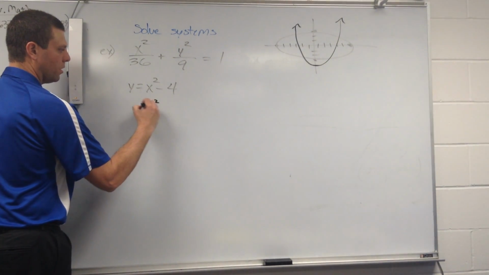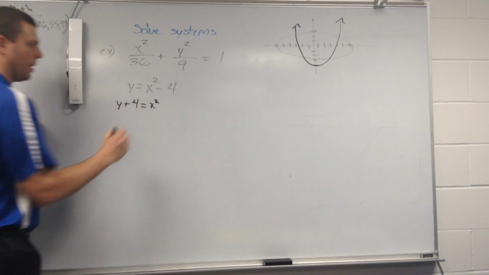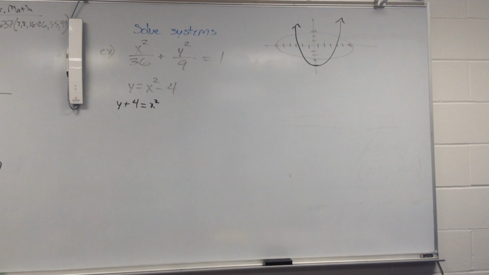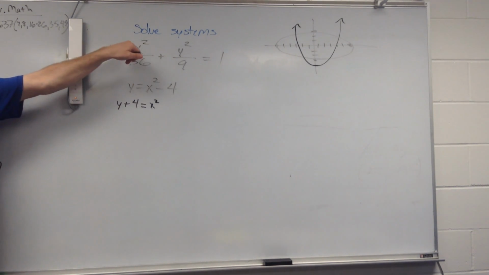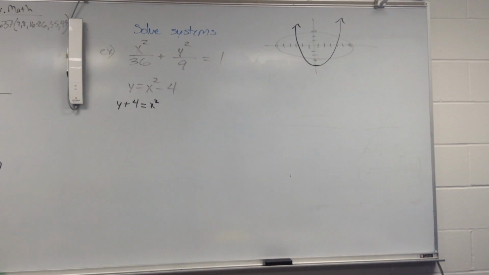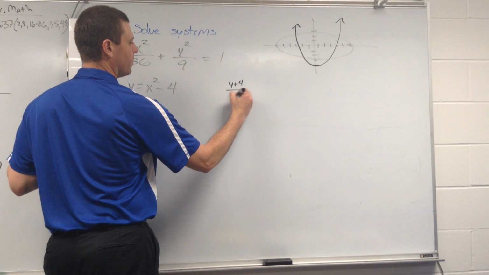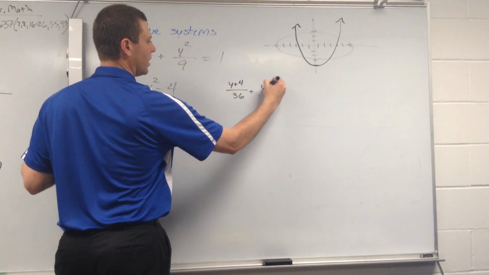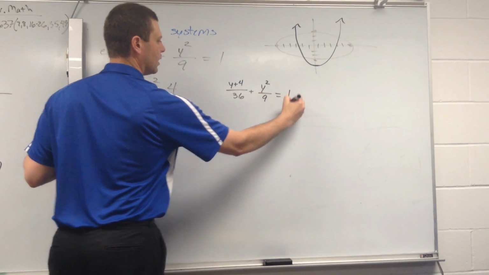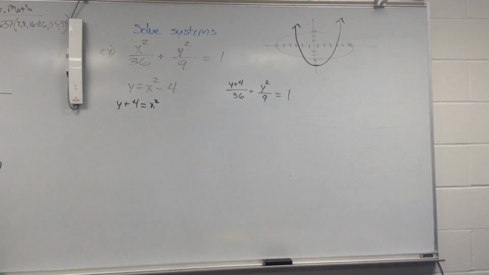So x squared would equal y plus 4, right? So now I'm going to take y plus 4 and just put it right there in place of the x squared. Okay? So I have (y plus 4) over 36 plus y squared over 9 equals 1. Everybody okay so far? Okay? How do you want to solve that?